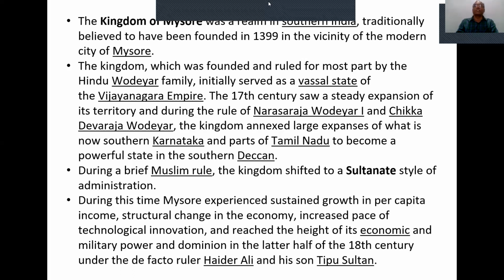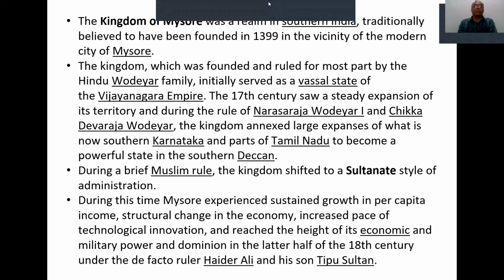The 17th century saw a steady expansion of its territory, and during the rule of Narsaraja Wadiyar I and Chikkaraja Devaraja Wadiyar, the kingdom annexed large expanses of what is now southern Karnataka and parts of Tamil Nadu to become a powerful state in the southern Deccan. So these are the historical developments from the 17th century. In the first point, I have given you an idea of the historical antecedent, and in the second point, I'm trying to give you an idea of the history of Mysore from the 17th century onwards.